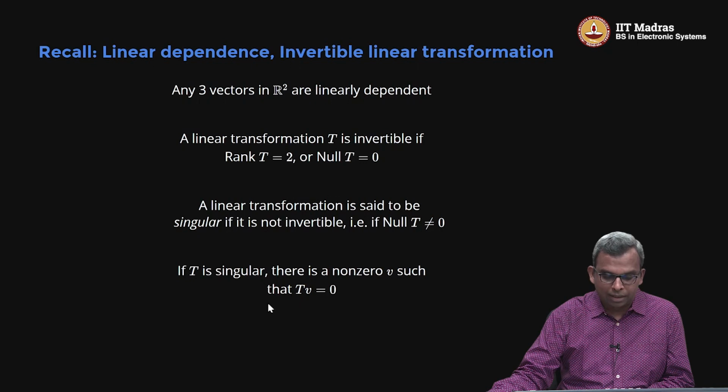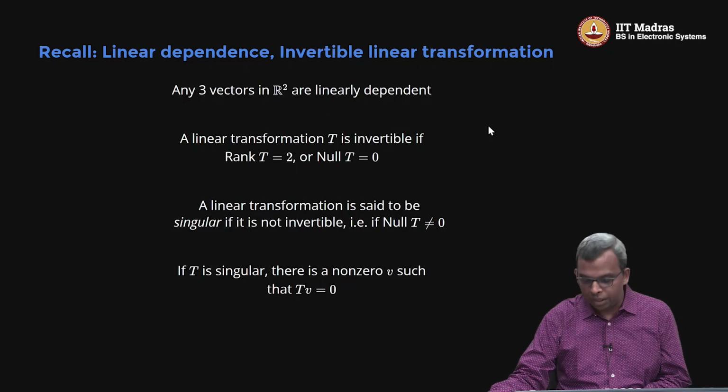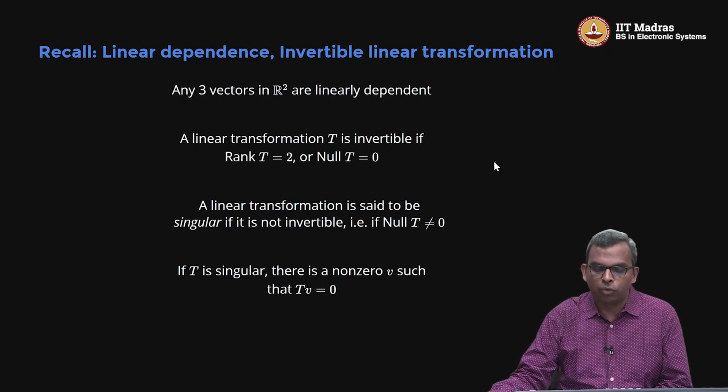Notice here that this is a very important and simple fact. If T is singular, it's not invertible, and there is a non-zero vector in the null space, right? So T times v is 0 for a non-zero v. Quick recollection; we will recall these things quite often in the proofs that we do going forward.